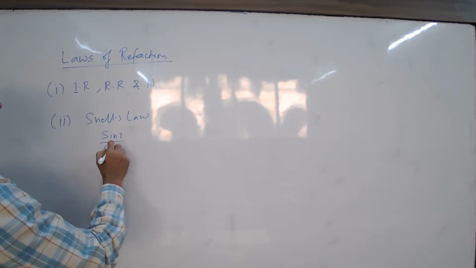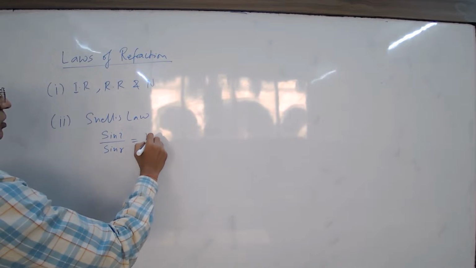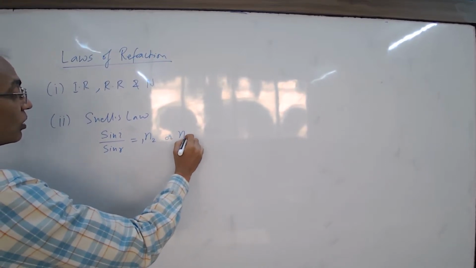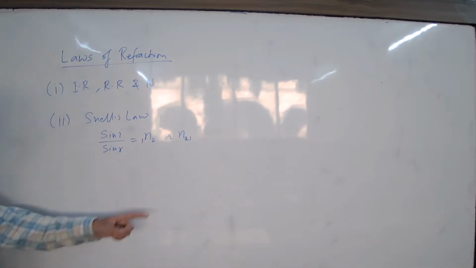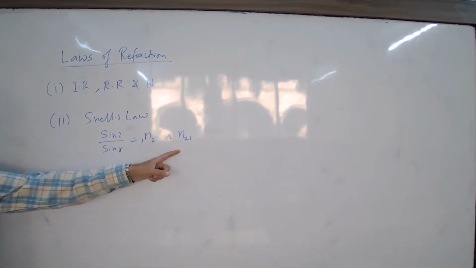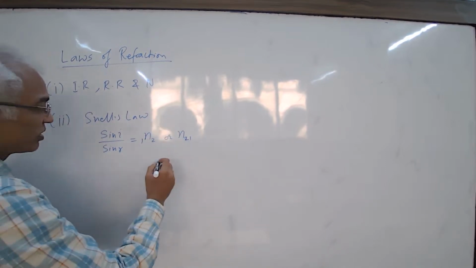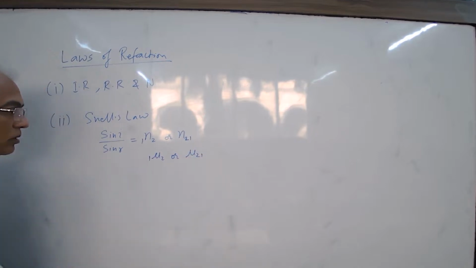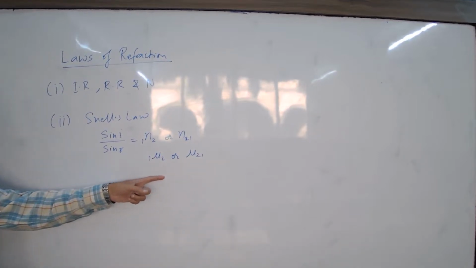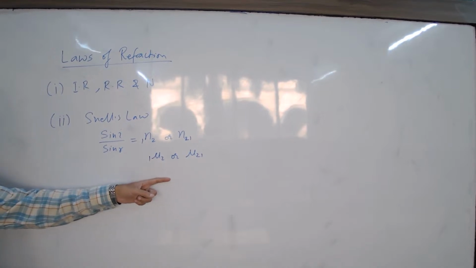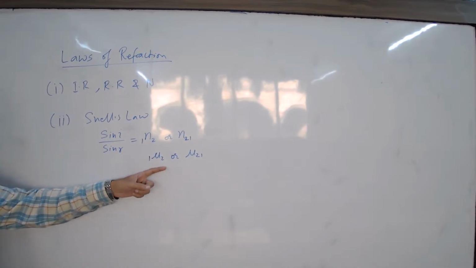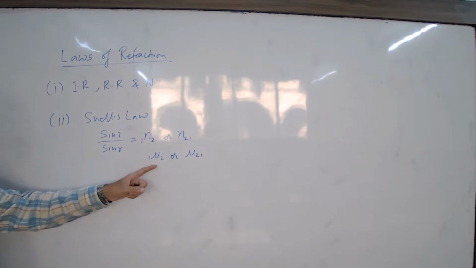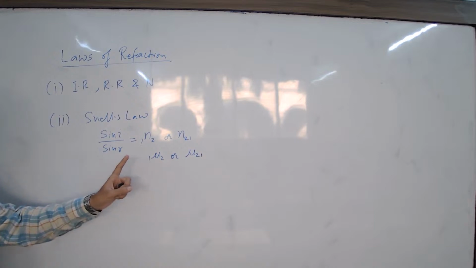Sin i by sin r is equal to n2 to 1, or it is written as n21. Correct? I have given you both these notations. It is also sometimes written as mu21. How do we read this? We first read it as 2 and 1, and we don't read it as mu. We say refractive index of second medium with respect to first medium.